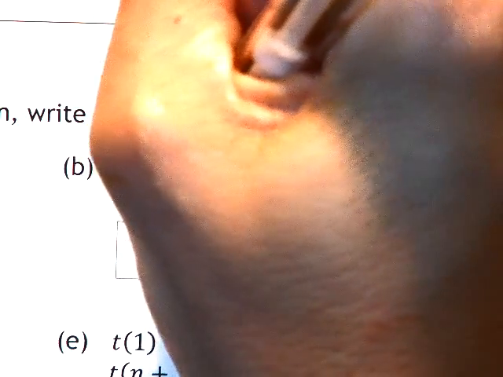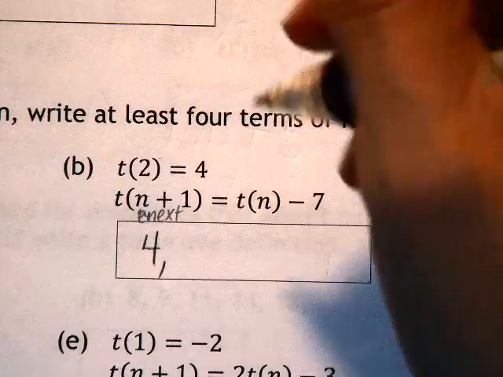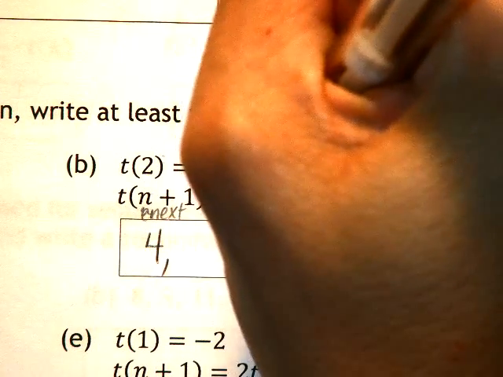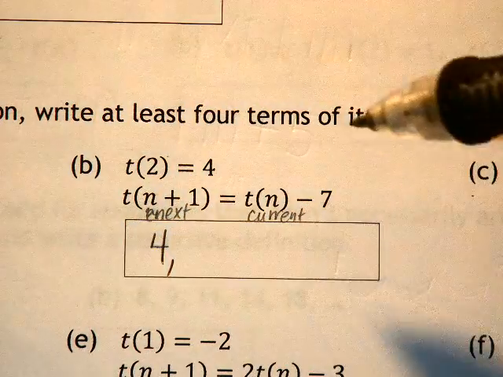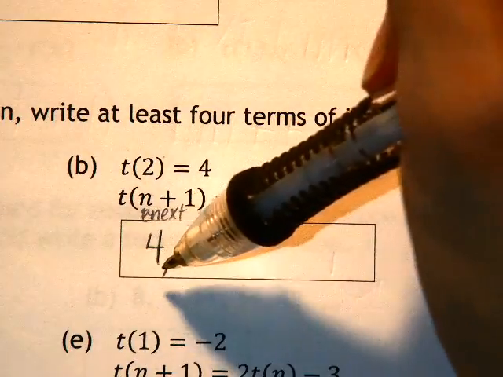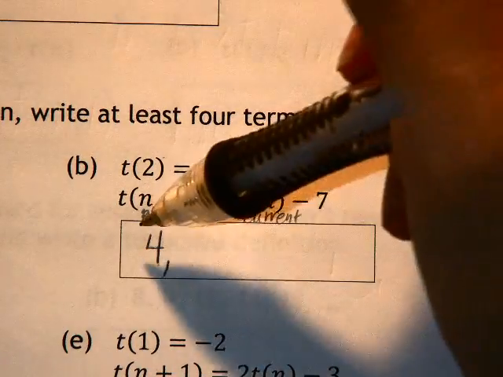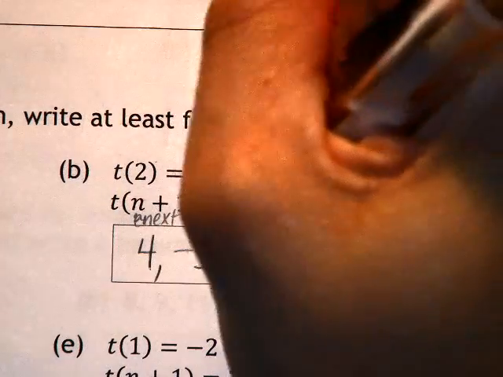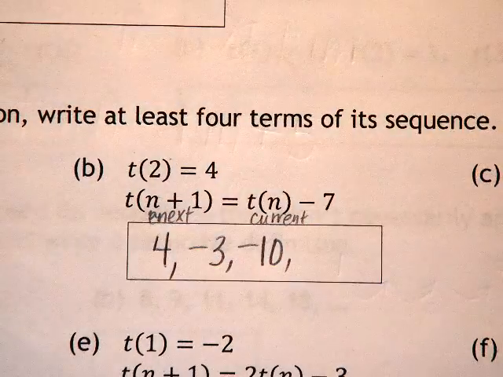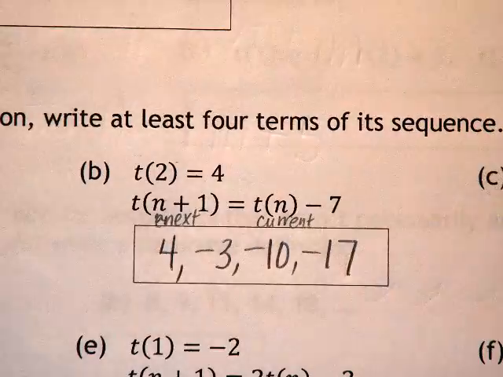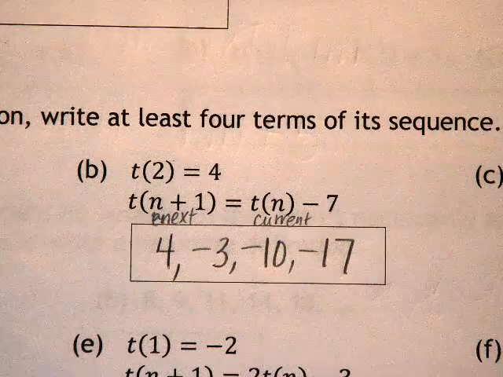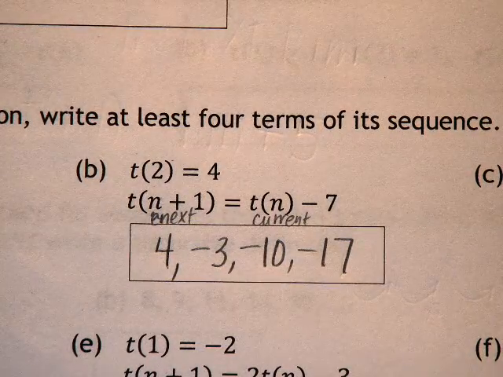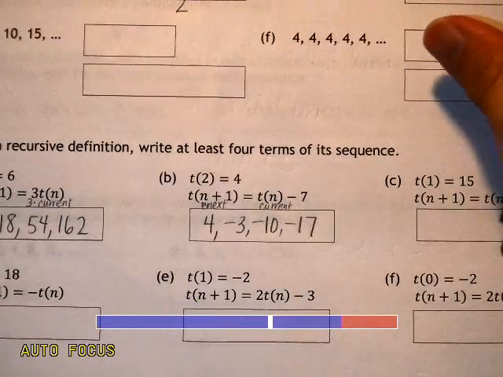So let's translate the equation. It says t of n plus 1, that's the next term, is equal to t of n, that's the current term, minus 7. So this is telling me to take the current term I know and subtract 7 from it. Well, 4 minus 7 would be negative 3. And if I minus 7 again, I'd get negative 10. And minus 7 again, I'd get negative 17. So again, once you know what to look for, it's pretty straightforward. It kind of tells you everything you need to know.